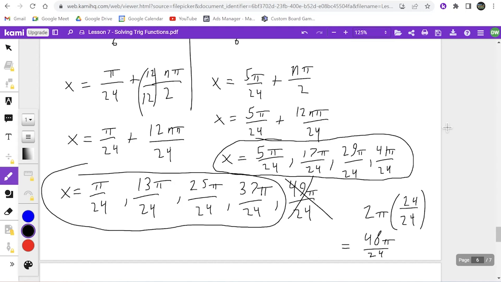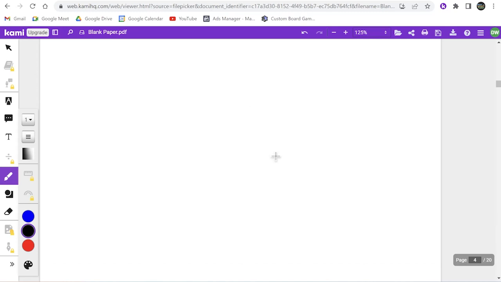Okay then. Now we're going to continue with number 14. Number 14, and this one you actually don't have to write too small. In other words, I gave you plenty of room for this one, luckily. But it's 2 cosine of 6x plus 4 equals 6.